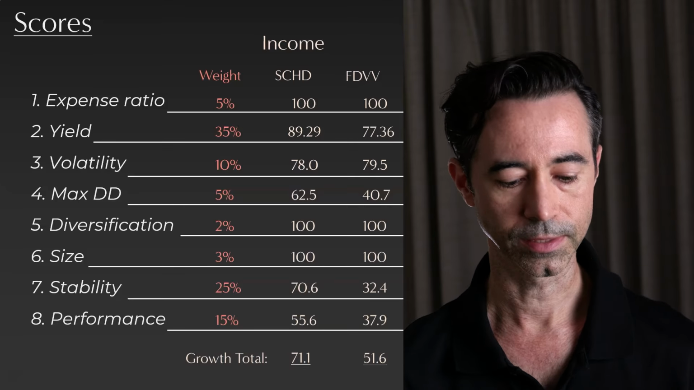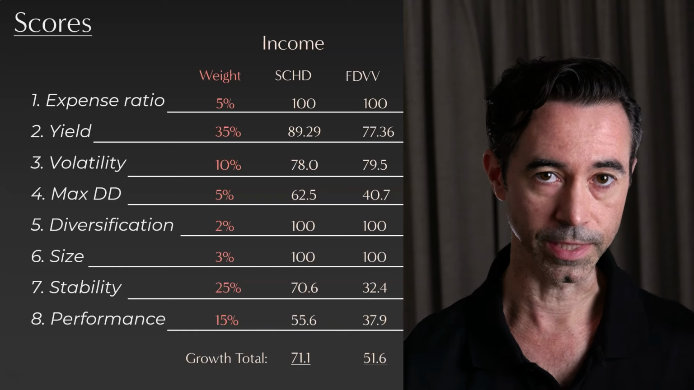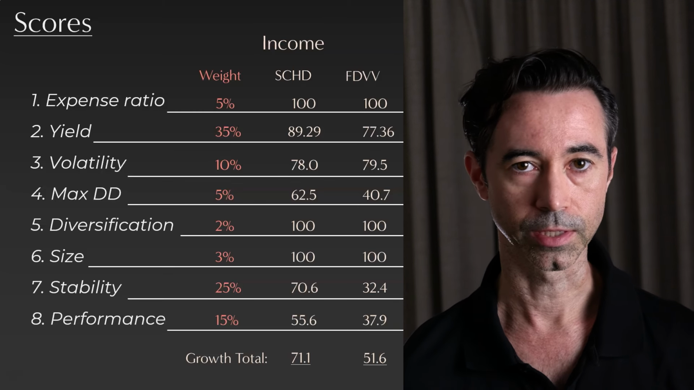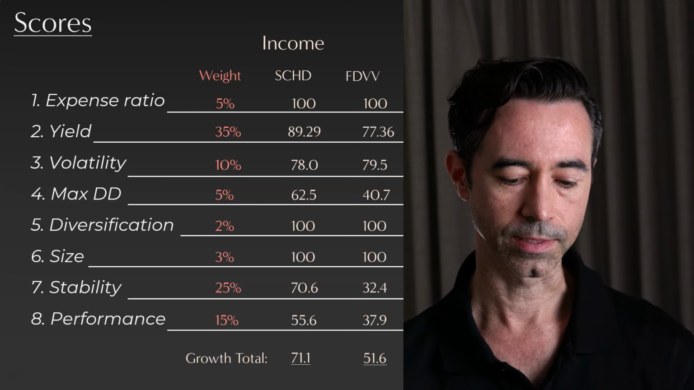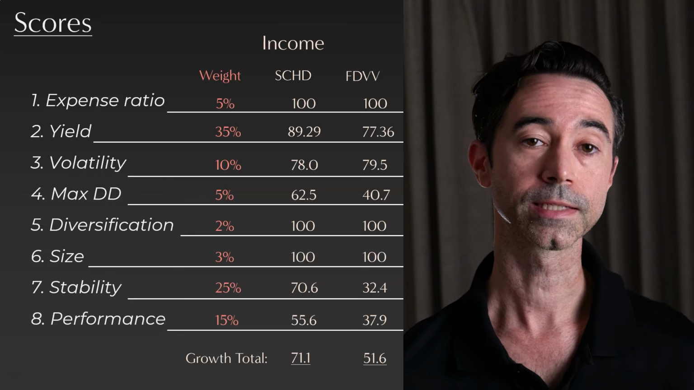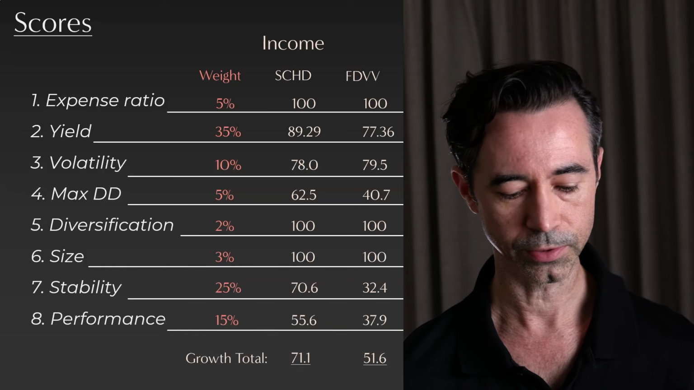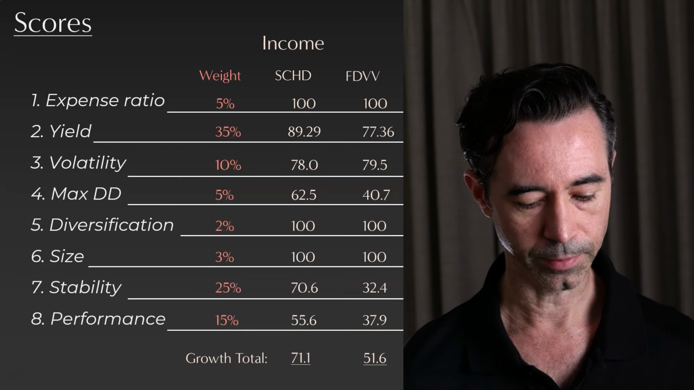So you'll see this red column here. This red column changes based on the type of investor or the type of lens I'm looking through here. So if I'm looking through a growth lens, this looks different than an income one. So we see an expense ratio first off. 5% of my score is based on expense ratio, then yield. And let's just go over the most important ones here.